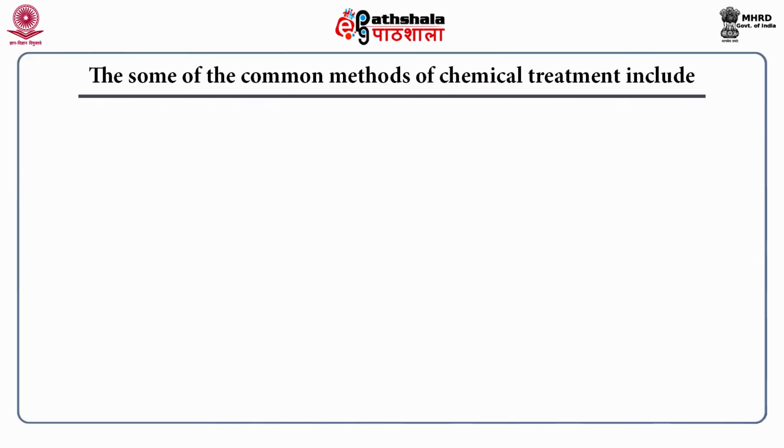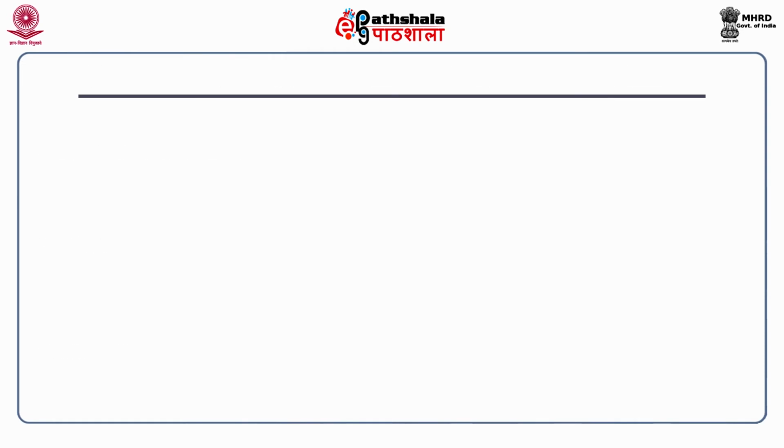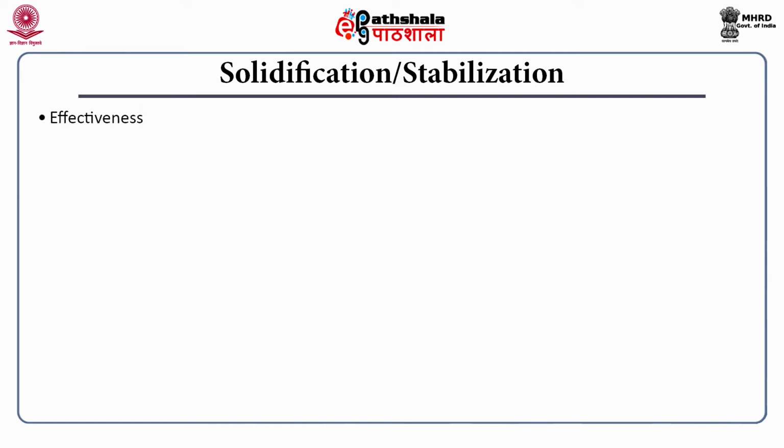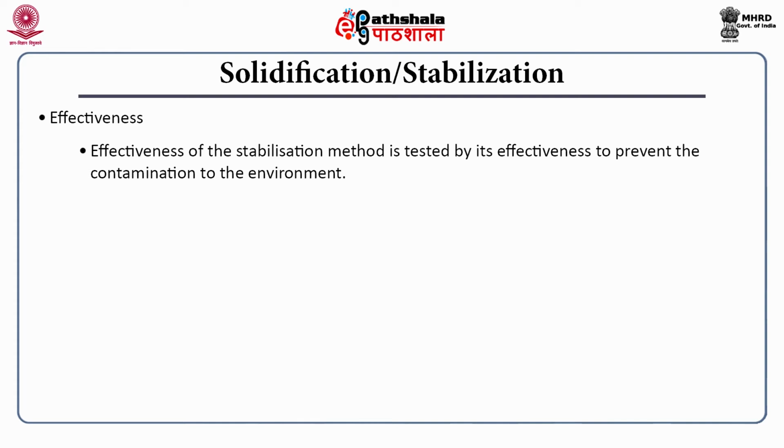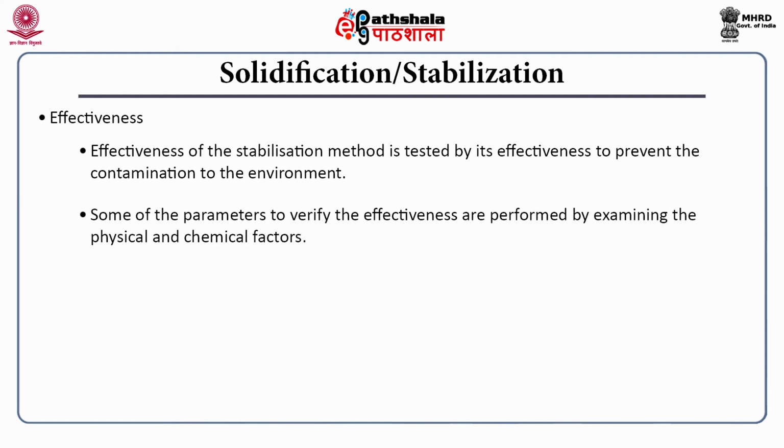Now, some of the common methods of chemical treatment include solidification or stabilization, fixation and encapsulation. First, solidification or stabilization. The effectiveness of the stabilization method is tested by its effectiveness to prevent contamination of the environment. Some of the parameters to verify the effectiveness are performed by examining the physical and chemical factors.